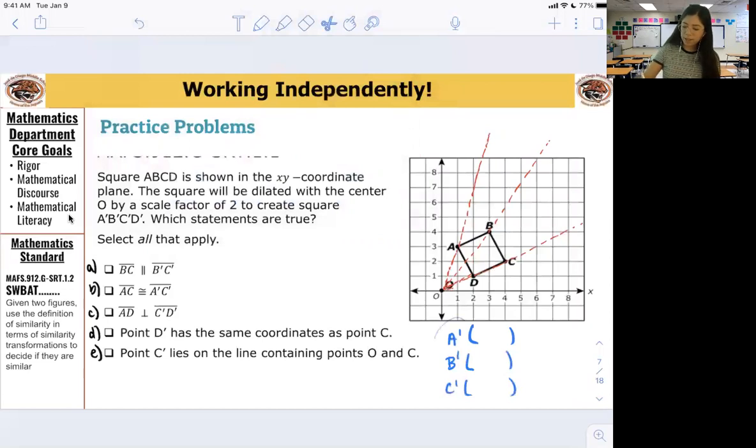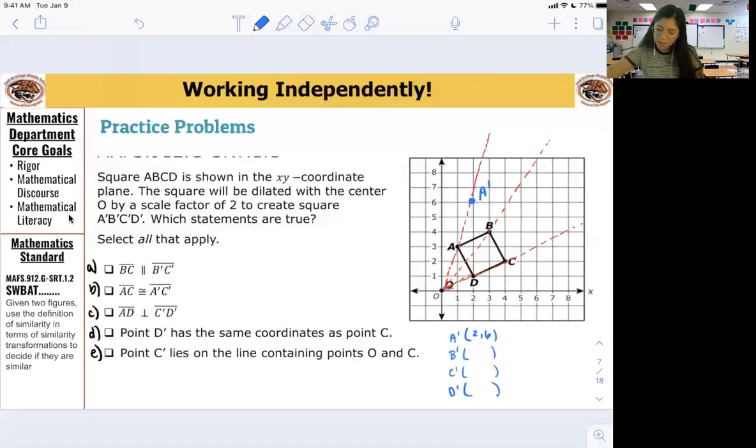So I can basically take each coordinate point, multiply it by 2, and figure out where I need to go. So no distance formula necessary. We don't have to do a whole lot of math. So A is (1, 3). So what will A prime be? (6, 2)? Ah, you flipped it. This time, (2, 6). (2, 6) right here.